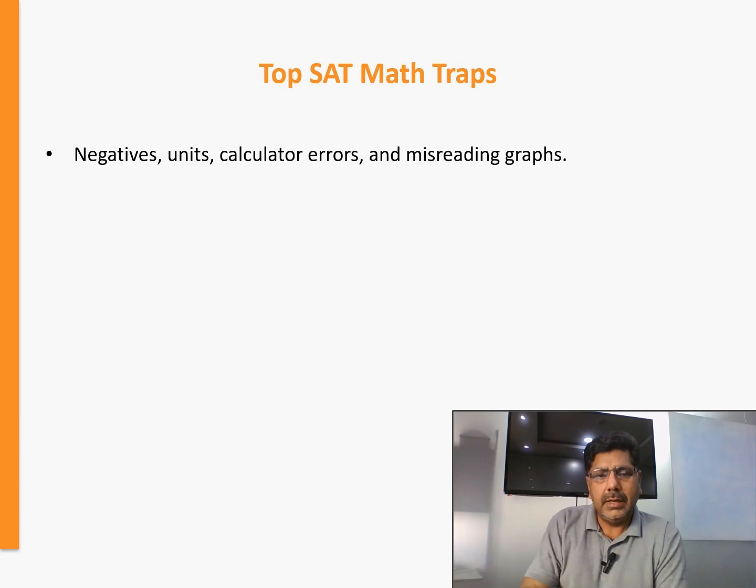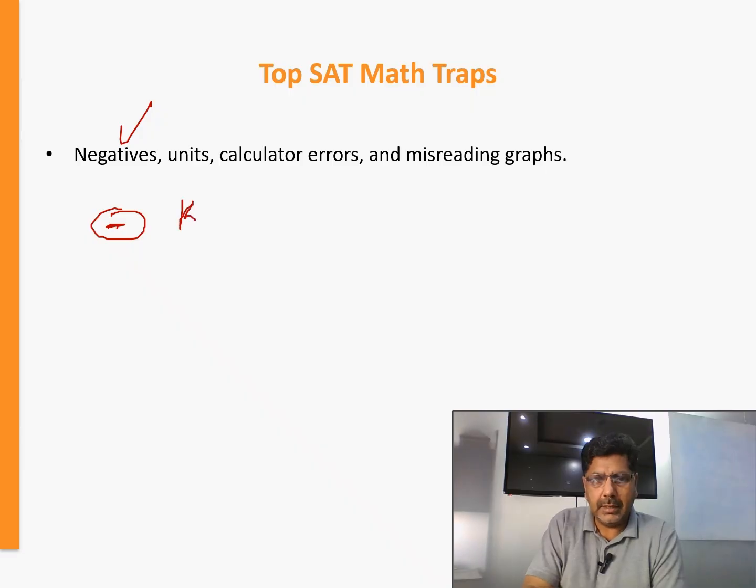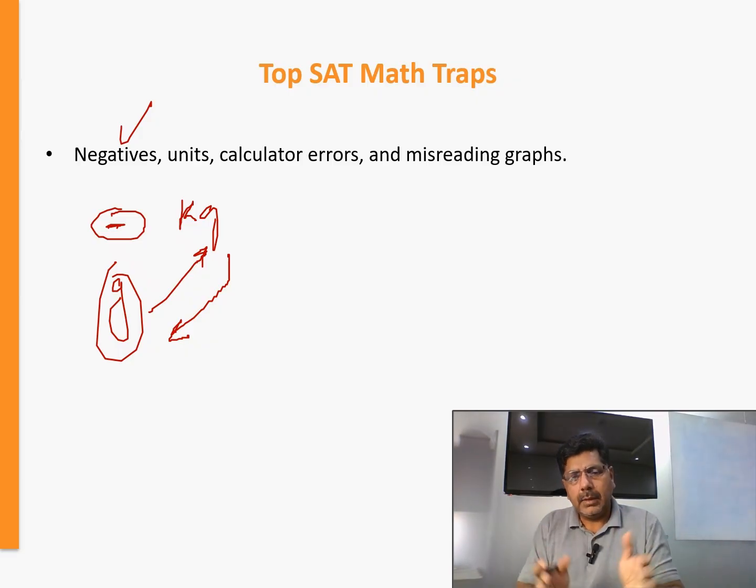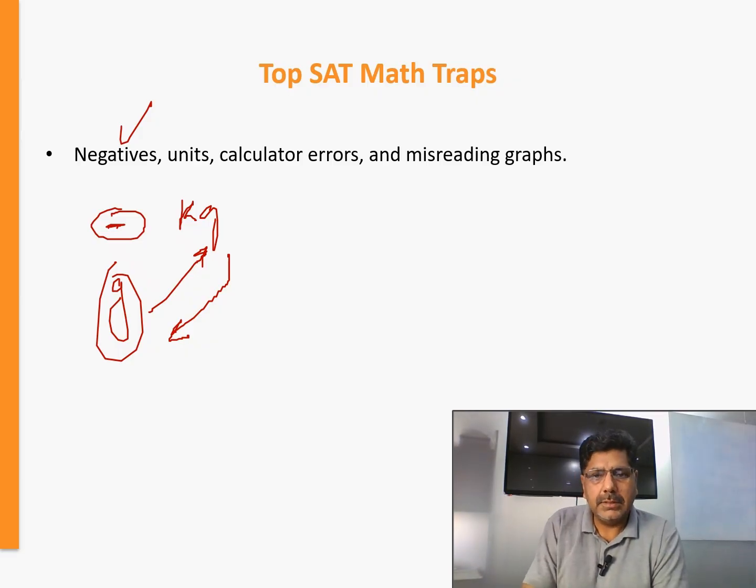So these are the negatives and units. Keep in mind there are negative signs and they have a greater influence on units. If some unit is in kilograms and in the question it is in grams, either convert it into kilograms or kilograms into grams, so that the units are equal, then you can solve it. And misreading of the graphs will also damage your score. So we will help you to read the graph carefully.